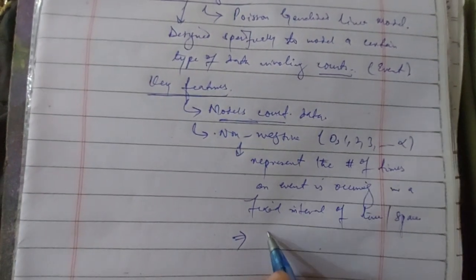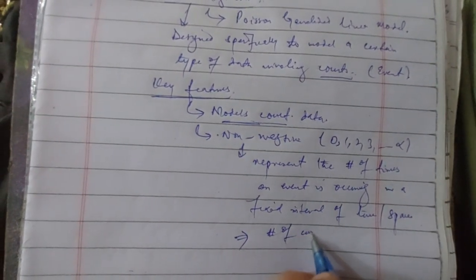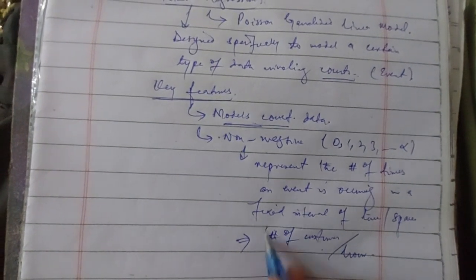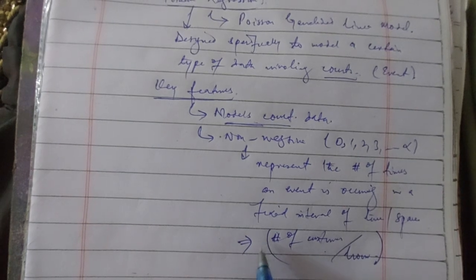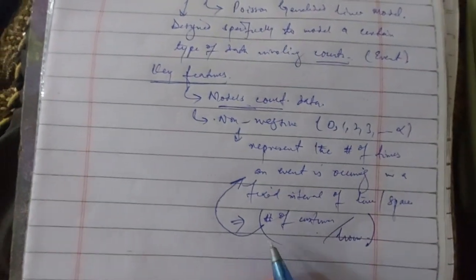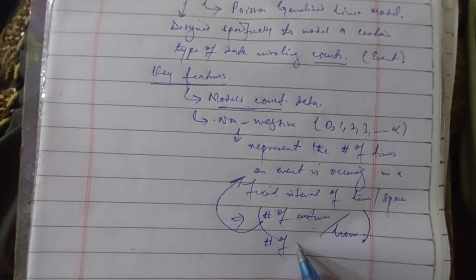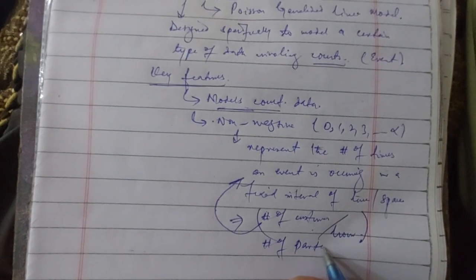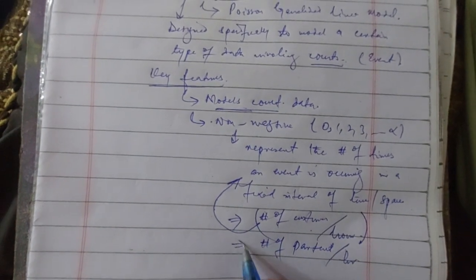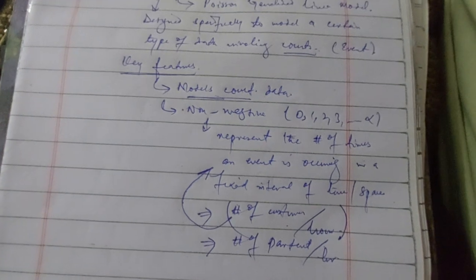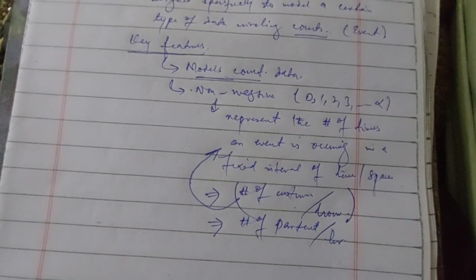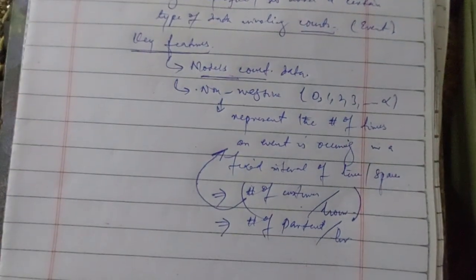For example, the number of customers per hour, which is the exact example of the above count data. Or the number of patients treated in an hour, the number of patients attended per hour in a hospital or in a clinic. This also represents the same kind of data that we explained above.